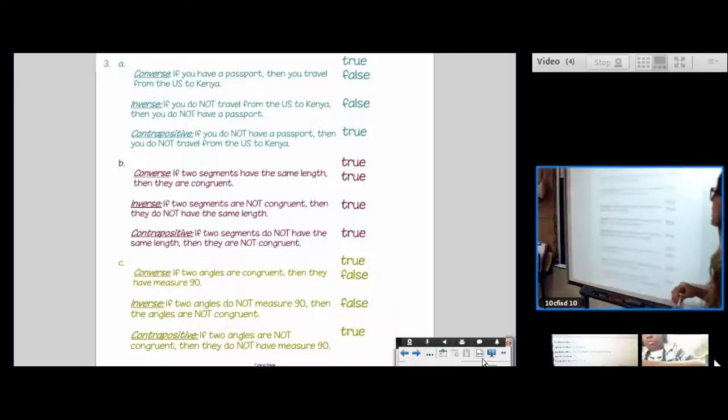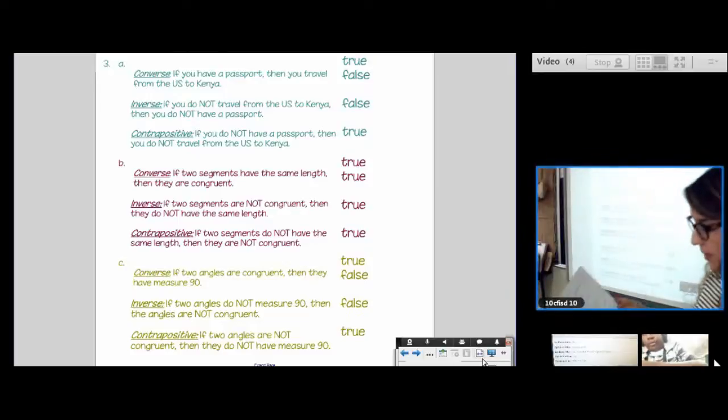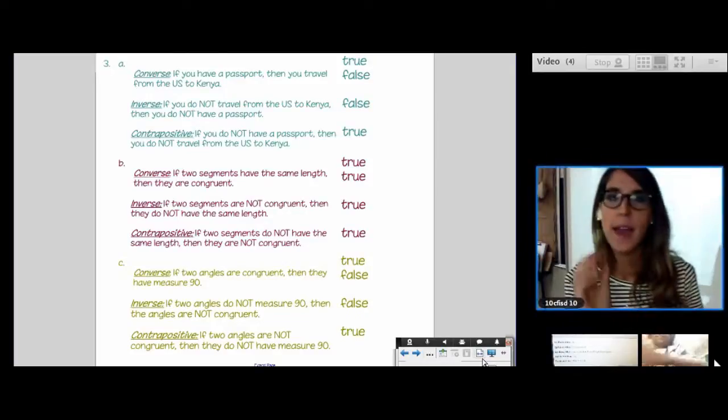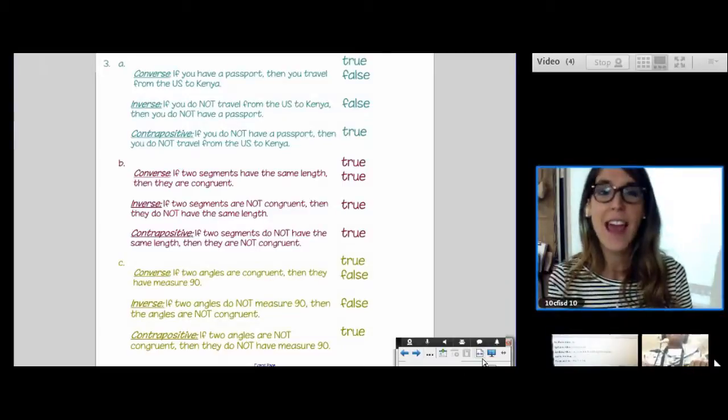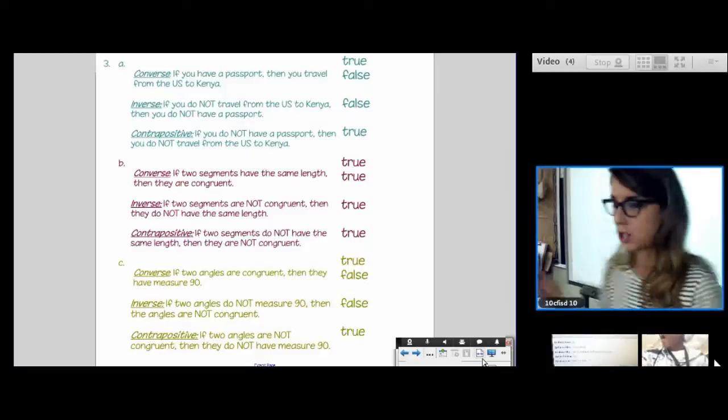Okay, so we're looking at the homework answers, reasoning and conditionals, and we're going to go over 3C. Okay, 3C says, if two angles have a measure of 90, then the angles are congruent. Sometimes if you're having trouble with these, you can draw yourself a picture.